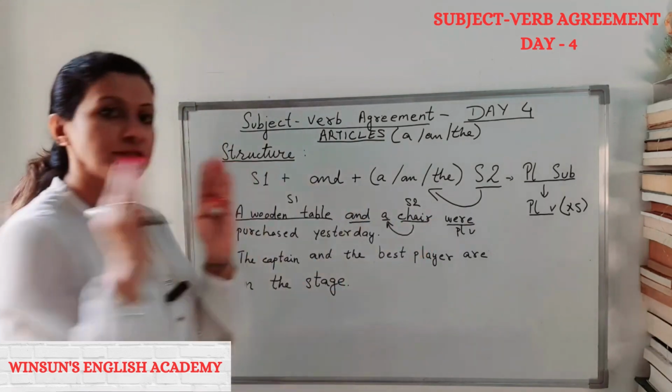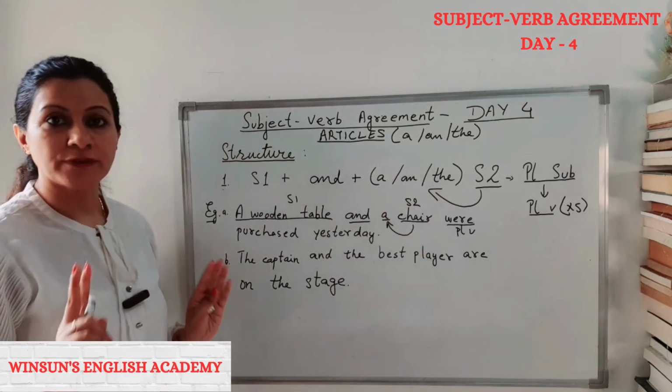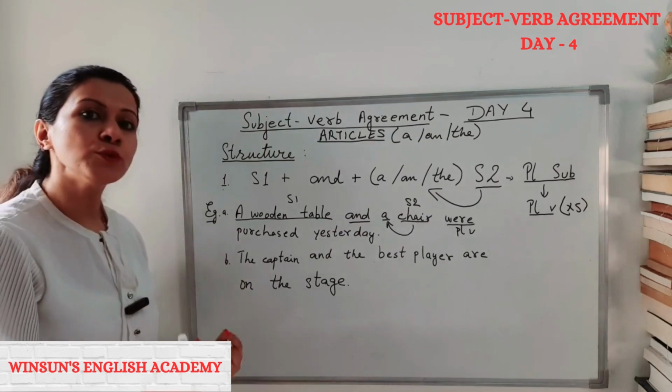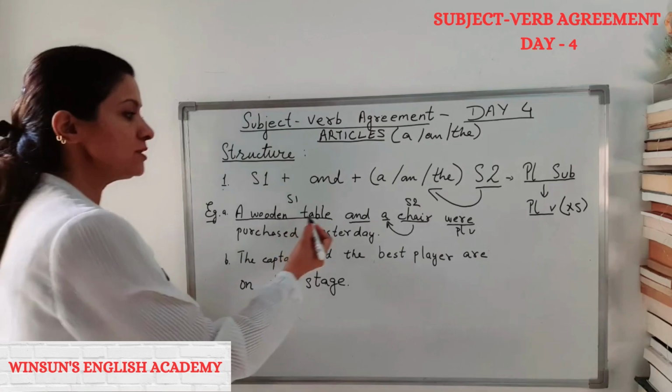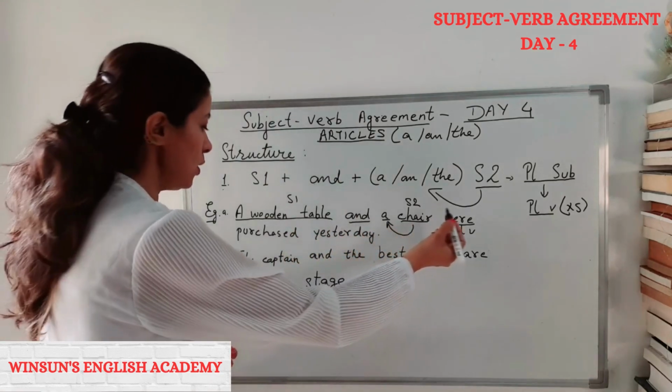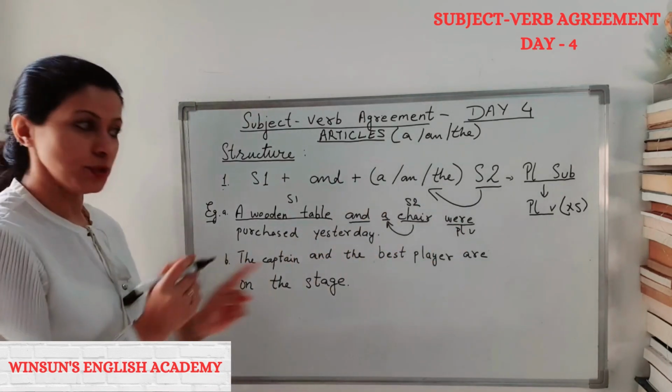So, a wooden table, different thing. A chair, different thing. So, 2 different things, plural. And that is why we take plural verb. So, a wooden table and a chair were purchased yesterday, were.